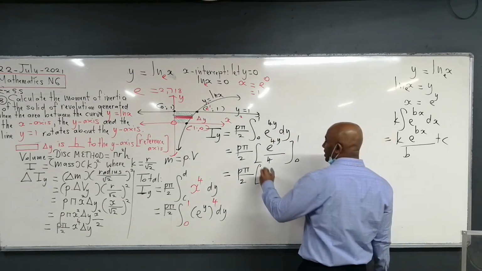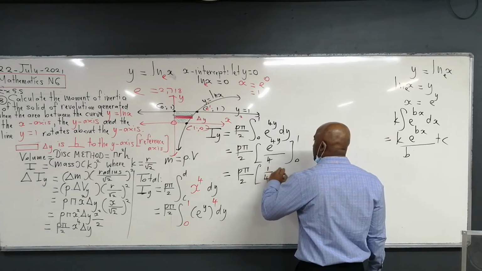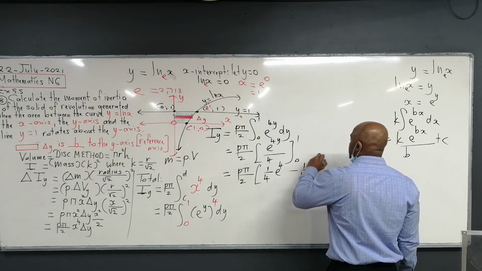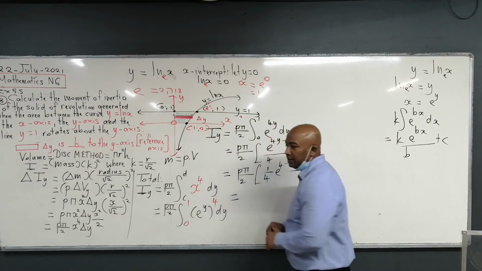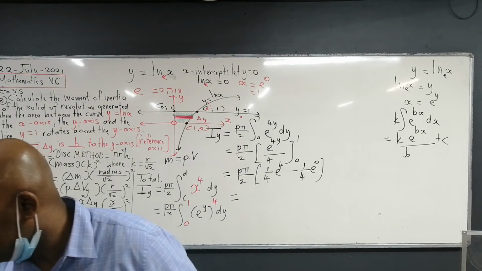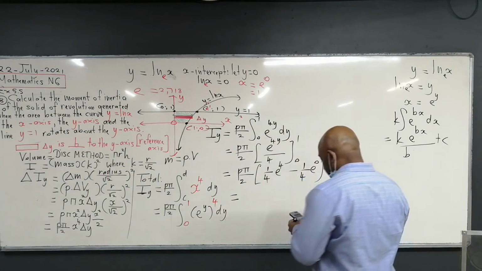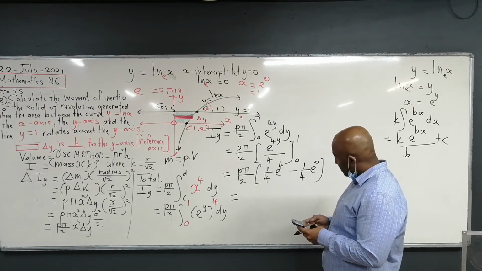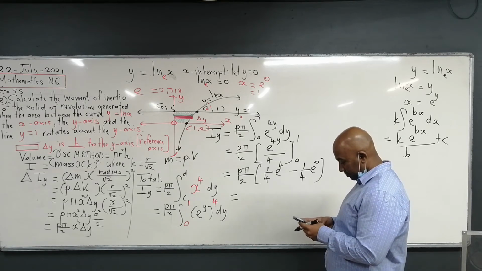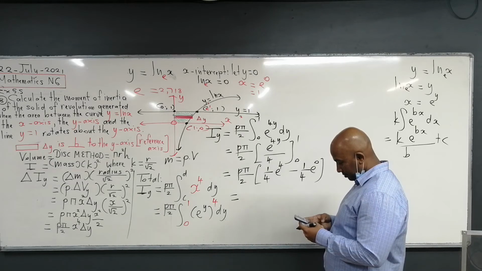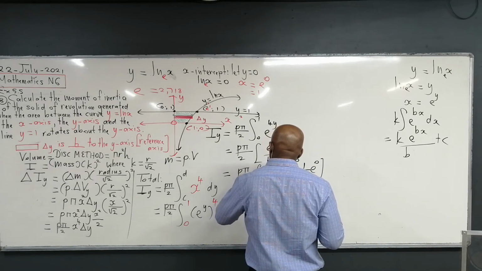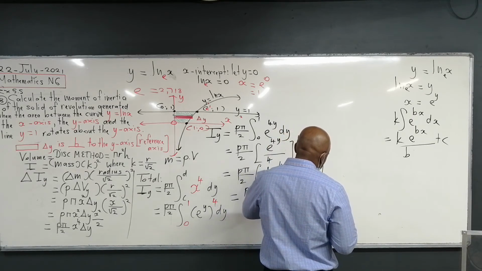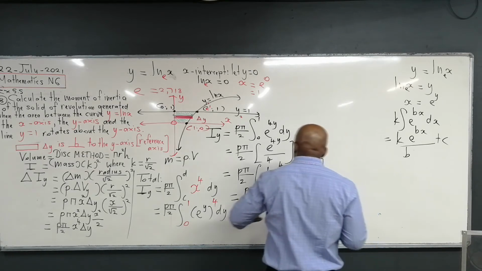So if I substitute 1, I'm going to get 1 over 4 e to the power 4 minus, if I substitute 0, I'm going to get 1 over 4 e to the power 0. And then I calculate it. So I have 1 over 4. To get e on the calculator, it's shift ln. So here I got p pi over 2, and this is 13.3995375.